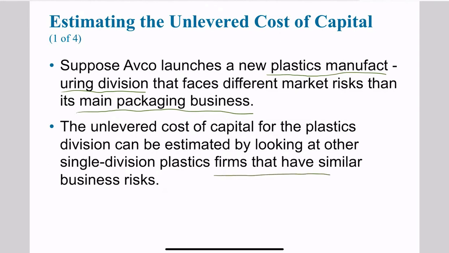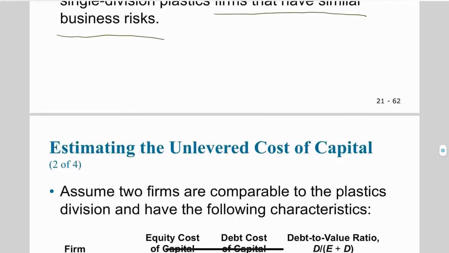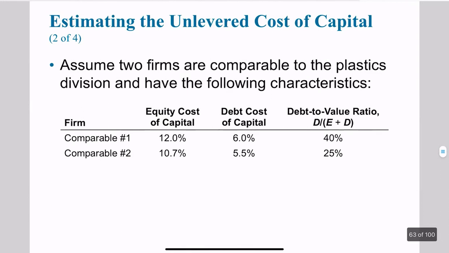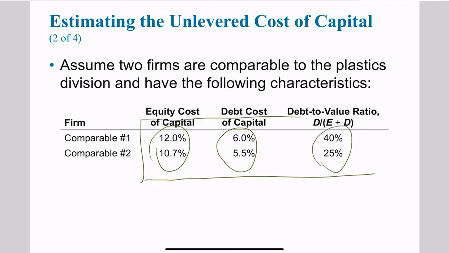which have similar business and similar business risks. So now let's assume that we're lucky and we can find two comparable firms. For these two comparable firms, we will look at their equity cost of capital, their debt cost of capital, and their debt to value ratio. And using these numbers, we can find out the unlevered cost of capital for these comparable firms, right?